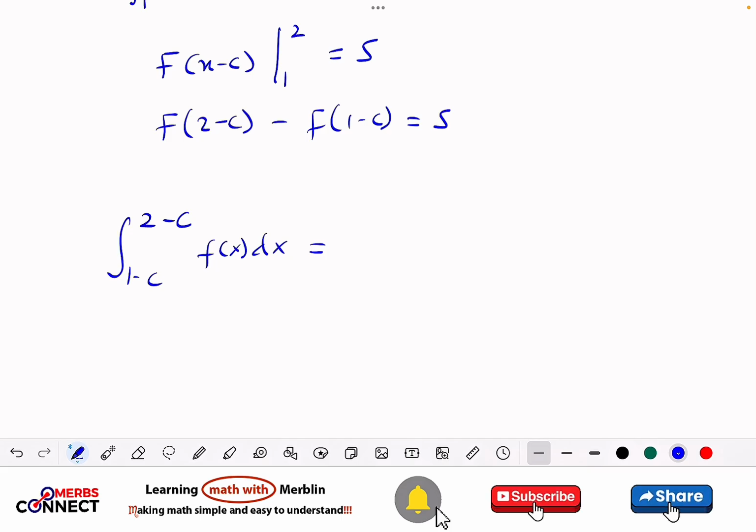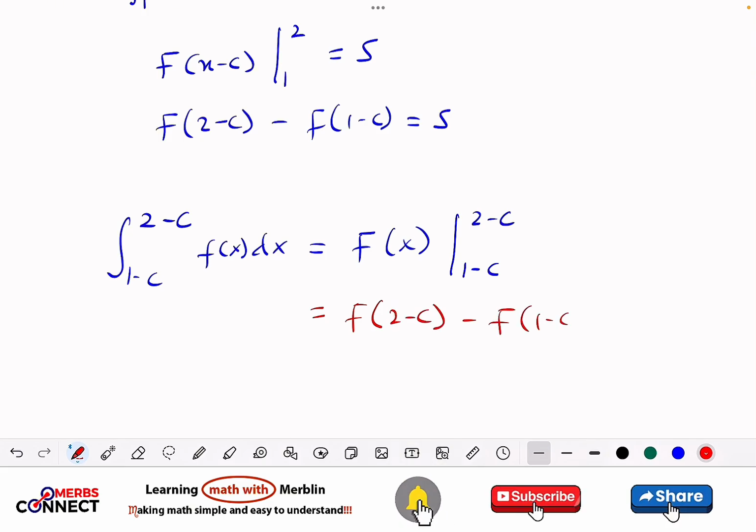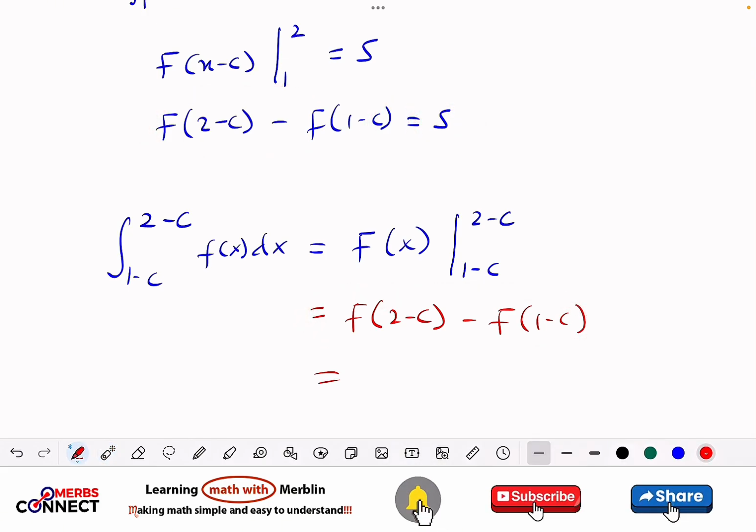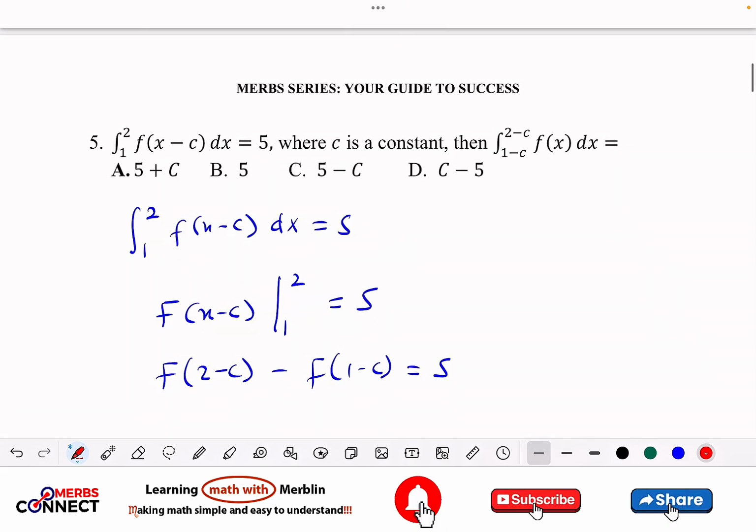Now this, using the fundamental theorem, I'm going to have big F of c, which is from 1 minus c, 2 minus c, and this is the same as big F of 2 minus c minus big F of 1 minus c, and you see that this is basically the same as f, which is equal to 5. So this is equal to 5, and the answer is going to be 5.